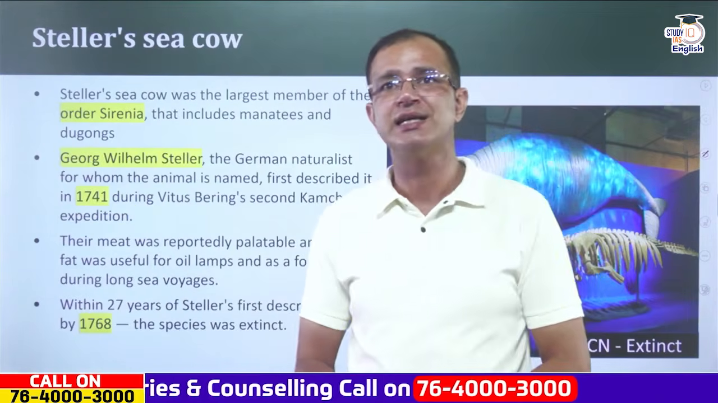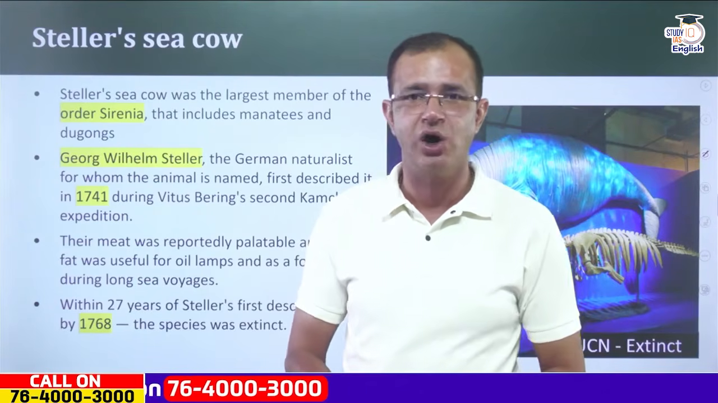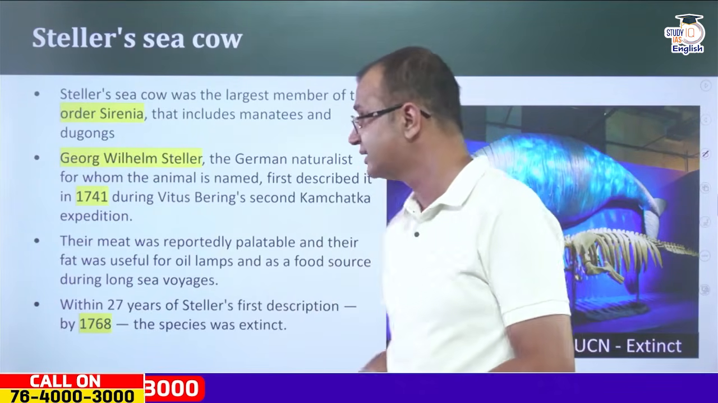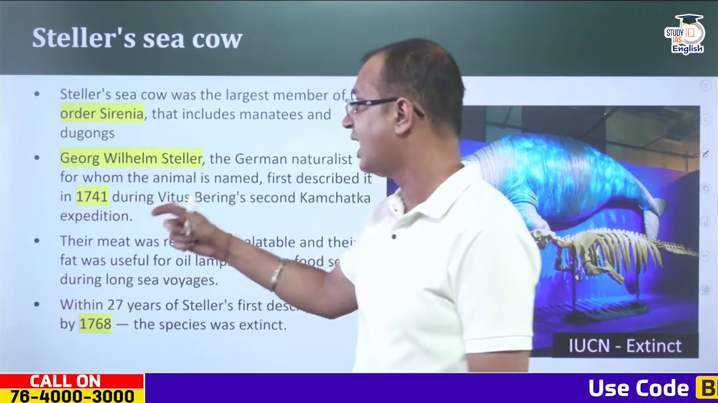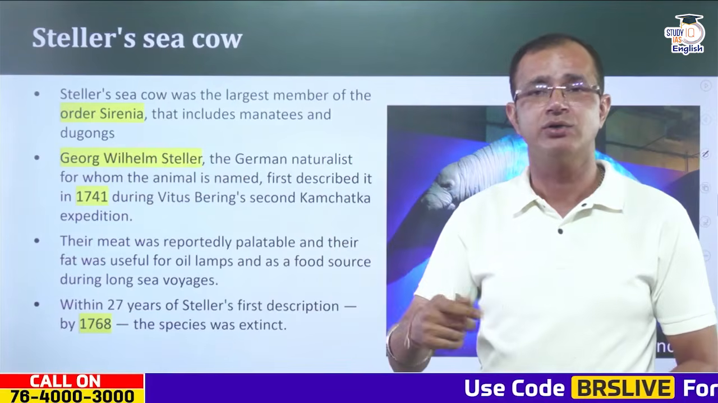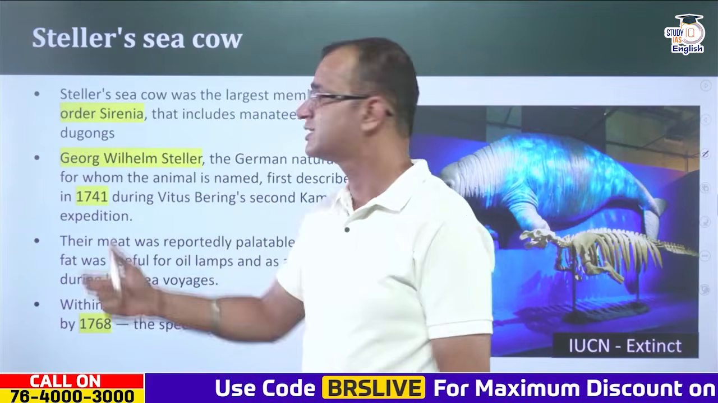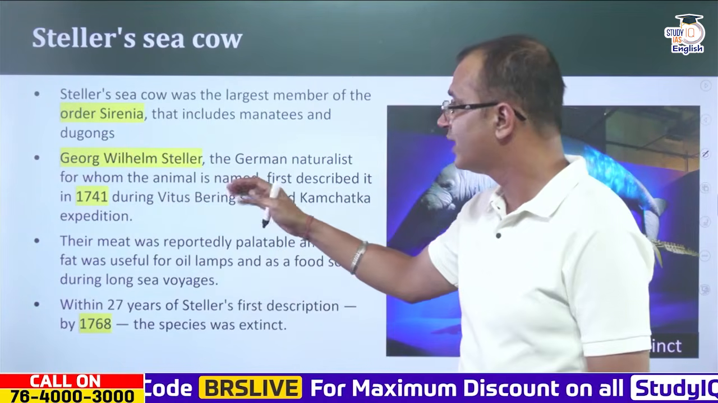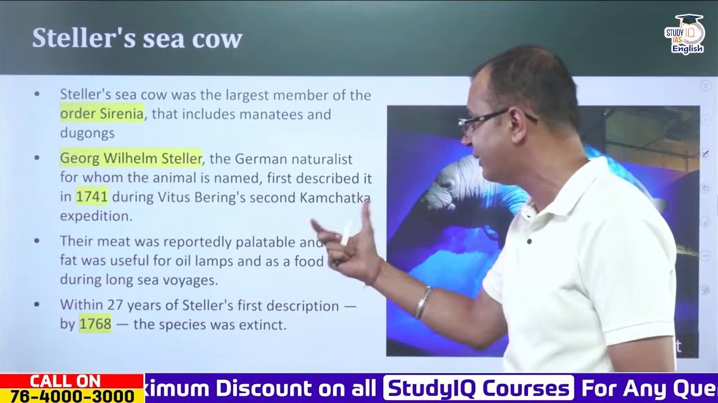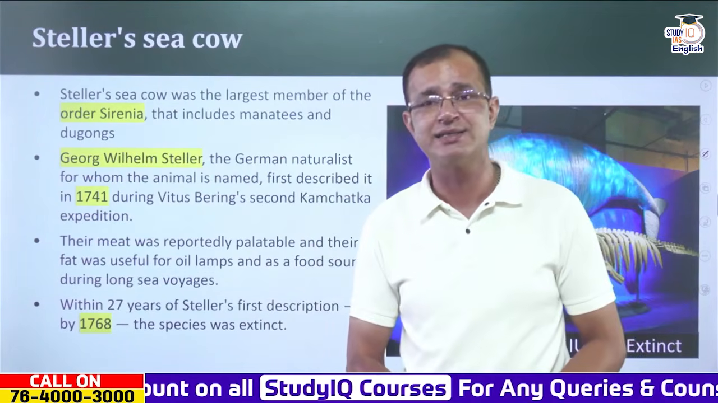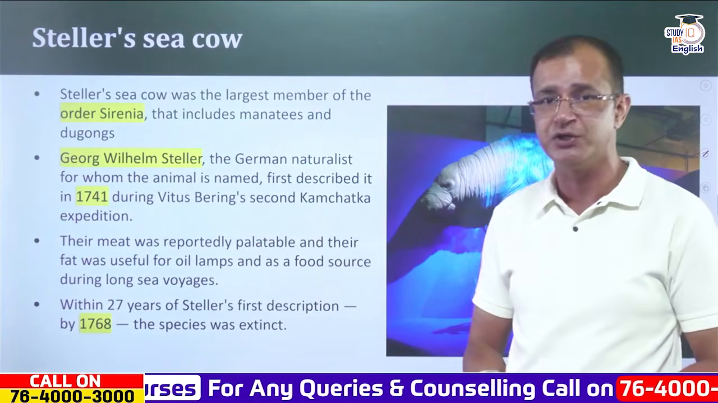Now, the next species is the Steller's sea cow, which is closely related to the dugong, the sea cow that is found in India, and it was the largest member of the order Sirenia. The dugong that I'm talking about also belongs to the same order. George Wilhelm Steller was the German naturalist for whom the animal had been named. He first described it in 1741 during the Vitus Bering Second Kamchatka expedition.